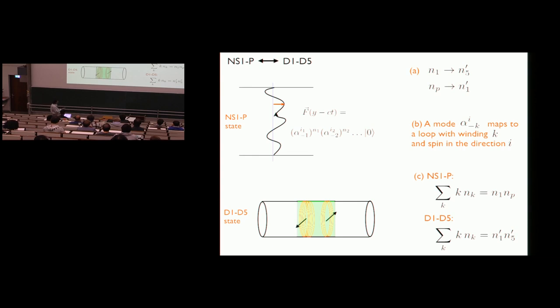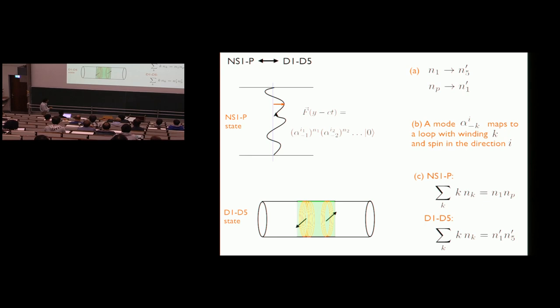And after you do this duality to go from NS1 and P to D1 and D5, then the map is very simple. If you had a mode which was alpha minus k, so you had a kth harmonic, it just gives you a string which is wrapped k times around here, under the map. And if it was in polarization direction I, well, that just becomes some kind of spin carried by this string. These strings actually carry a spin because of fermion zero modes.